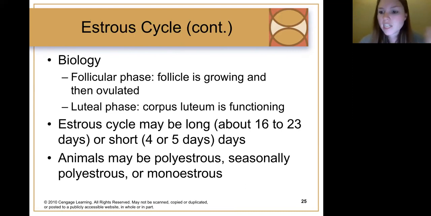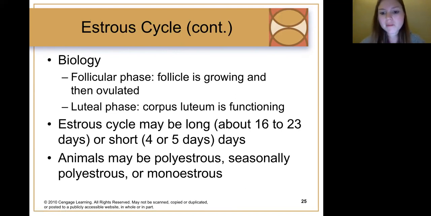And then if pregnancy doesn't occur, you're going to return to the follicular phase, and the whole process is going to start over again. To put it simply, there's a lot of things that go into regulating that. The estrus cycle can be long, roughly 16 to 23 days, or it could be short, as short as 4 or 5 days. It just depends on the species.